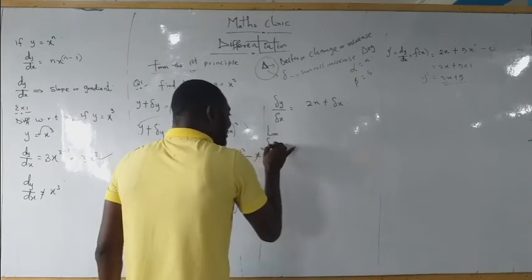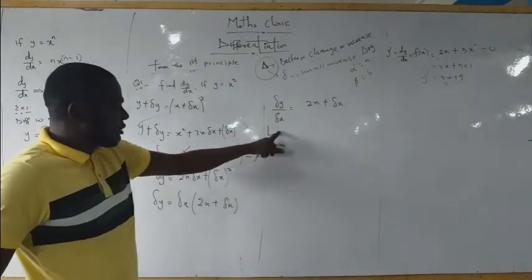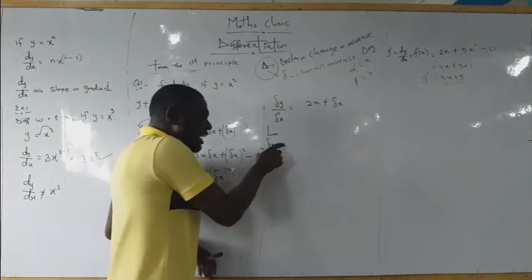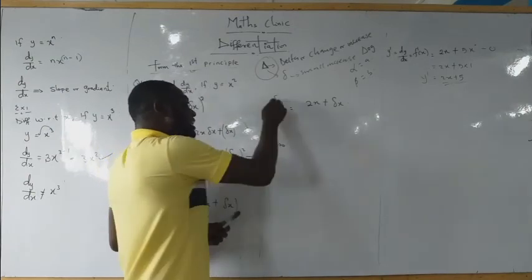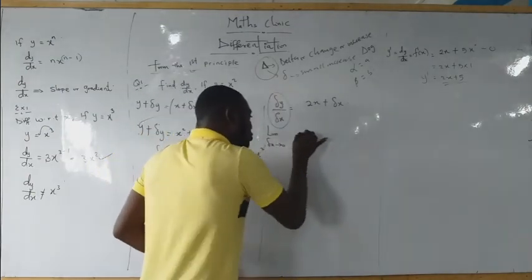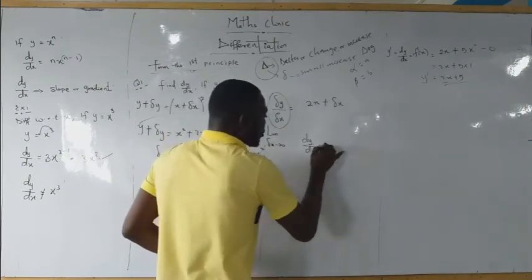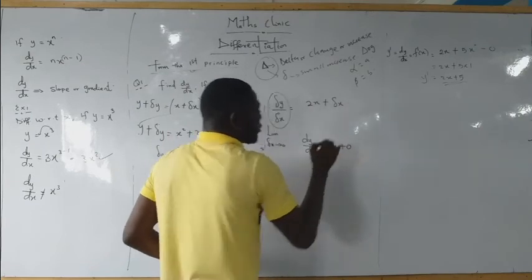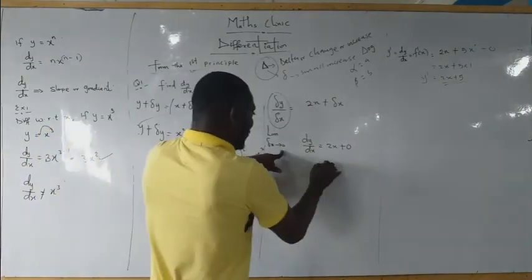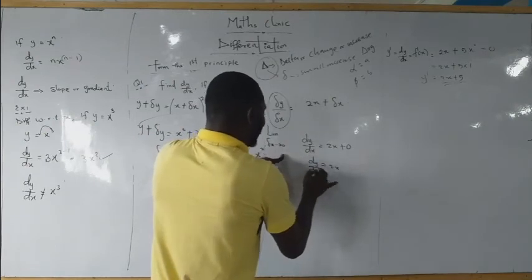So the next thing is limit dx tends to 0. Once you put the limit dx tends to 0, then this will mathematically change to small d. That's dy over dx equals 2x plus 0. So anywhere you see dx equals 0, that's the meaning. So that will give us 2x. So this is dy dx. Okay?